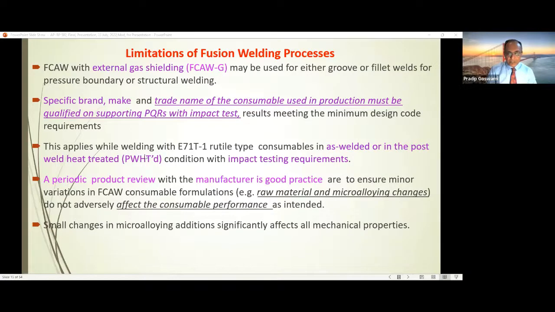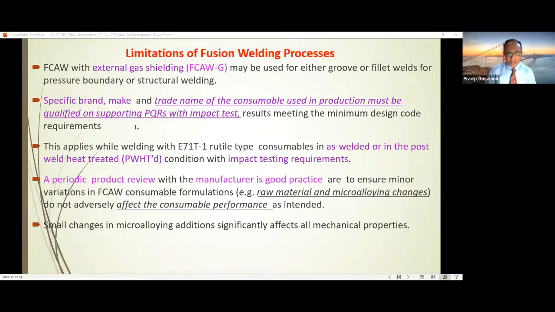And what he talks about is that basically flux core arc welding is a good process. It can be used, but one of the very bugging issues with flux core arc welding is that when you specify flux core arc welding for a joint involving impact test, there is a strong possibility that it may not meet the requirements.